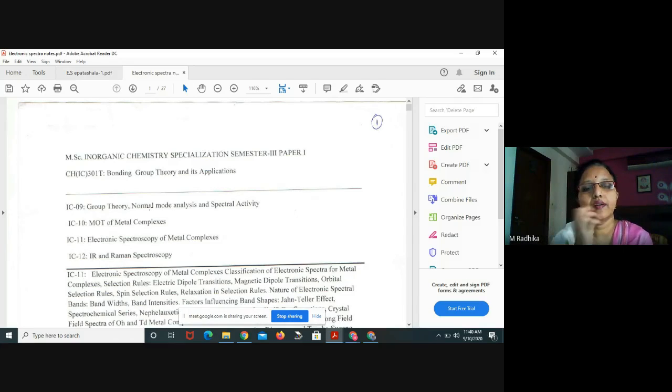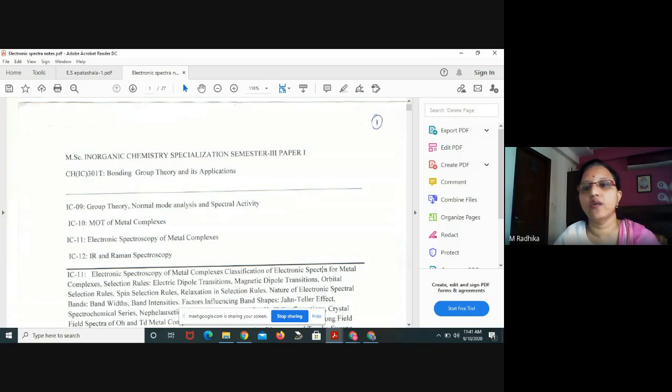Then you have the second chapter, molecular orbital theory of metal complexes. Now, keeping all these basic things, that is symmetry, free ion terms, and group theory, the applications you get from that are that you can predict the electronic spectroscopy of the metal complexes and the IR and Raman spectroscopy of the complexes. So these two are the applications. From the bonding to group theory, you are getting two applications chapters you are going to study.